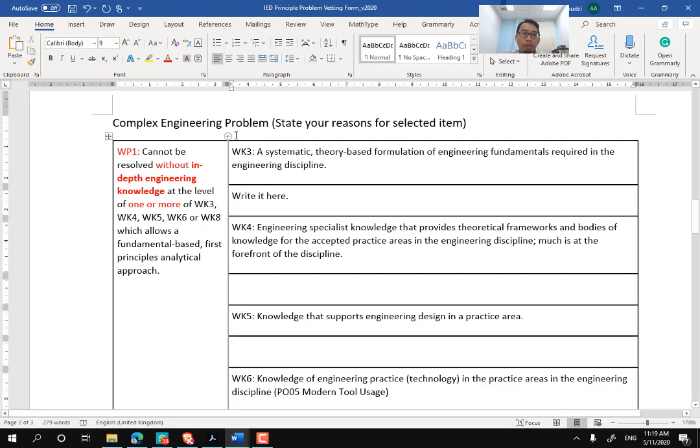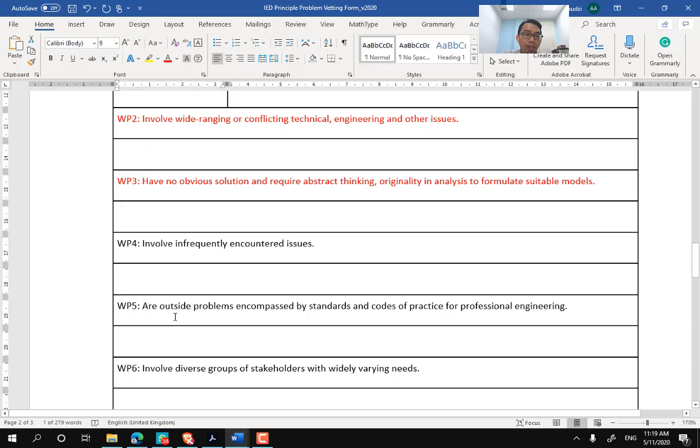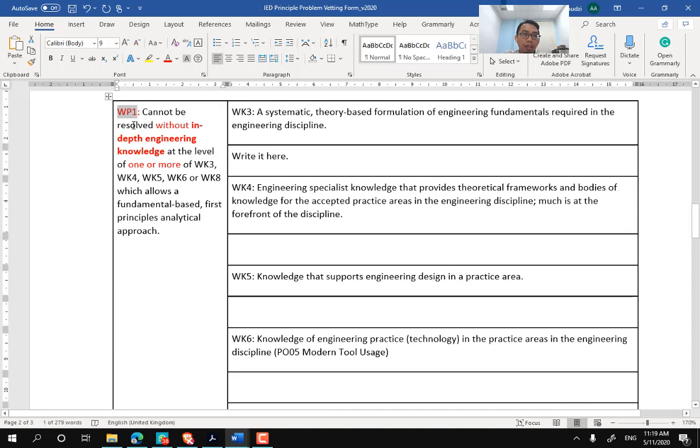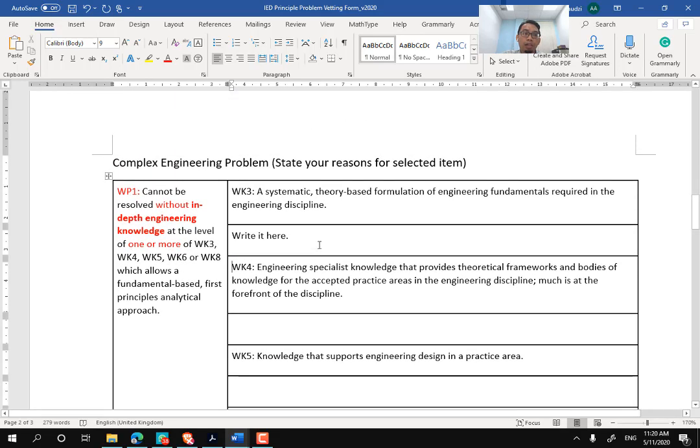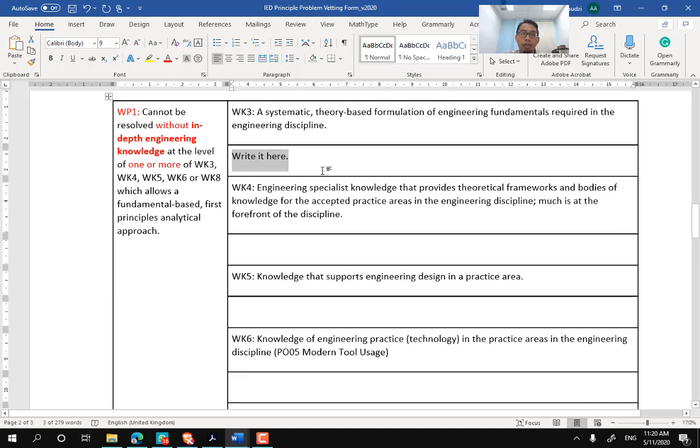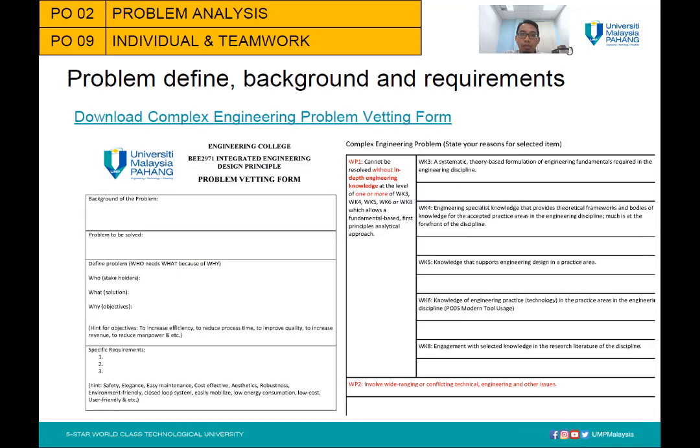To be a complex engineering problem, you need to have WP1 and some of WP2 until WP7, not all. And to make it WP1, in-depth engineering knowledge, not all from WK3 until WK8, just some of them. So if you mention WK3 and WK4, then that's all. You don't need to think about satisfying all the items here. Choose some of the items here and why you think so. State your reason and your justification. Why do you think that this problem requires this knowledge? I think that's all for this one.